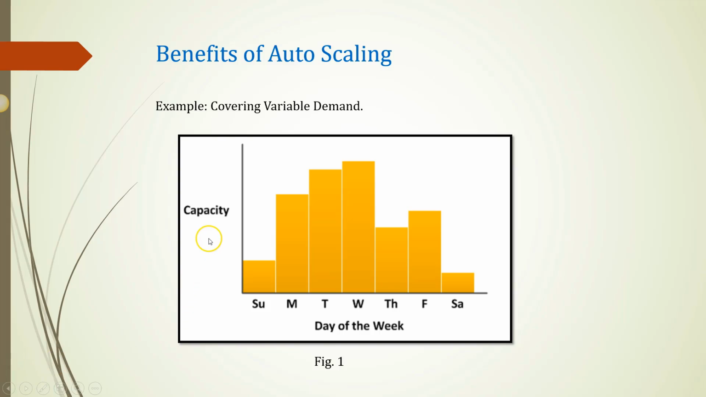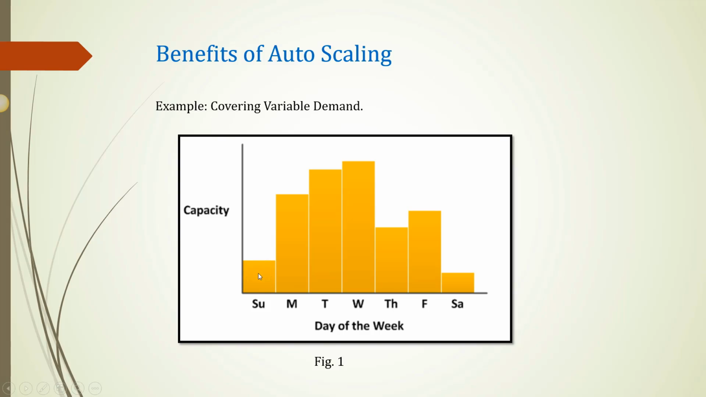So here you can see that we have a graph which shows the capacity on the y-axis and day of week on the x-axis. Here you can see the capacity from Sunday to Saturday. We can consider one example of a web application which is hosted on AWS Cloud. That web application is used for setting up a meeting for employees. On Sunday there is less traffic, so there is a smaller number of requests from employees.